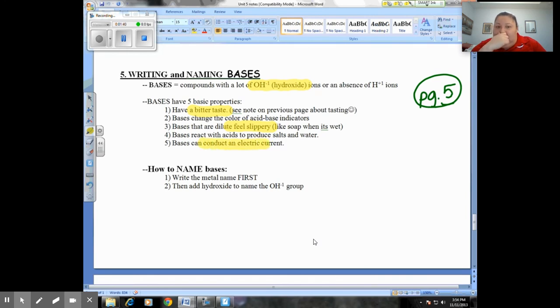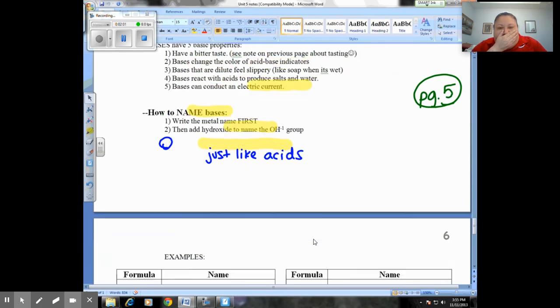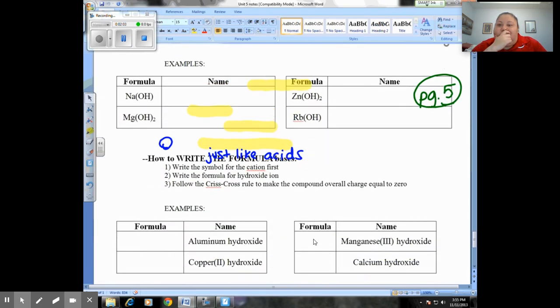But the key is that bases have one thing in common with acids, and it's the fact that they can conduct electricity. That's the only similar characteristic they have, this fifth one, okay? And the only way you're going to know you have a base is because of this hydroxide. So let's do a couple of examples with this, showing you how we're going to be recognizing bases, either naming them or writing their formula.